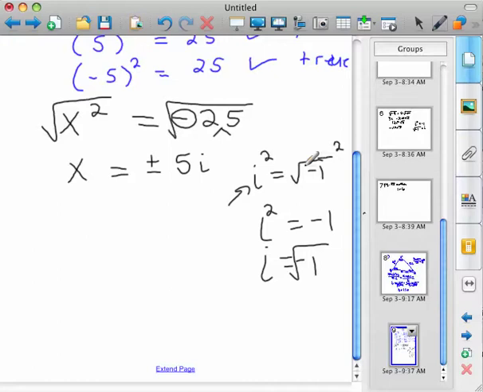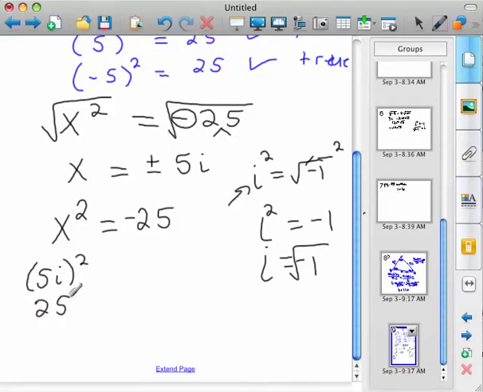So with that definition in mind, now we'll go to plug the 5i in. Our original equation was x squared equals negative 25. Let's see if we can come up with that. So let's try a positive 5i. So 5i squared, what does that equal? Well, 5i squared, that would be 25i squared. Well, we defined quickly that i squared is equal to negative 1. There we go. Negative 25.